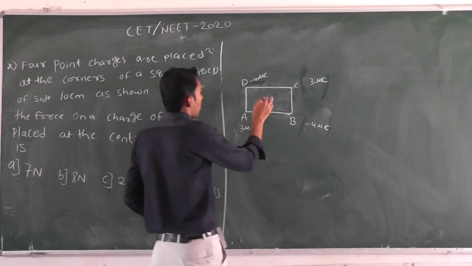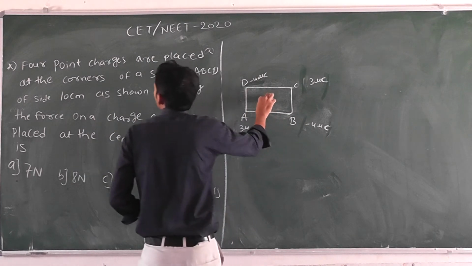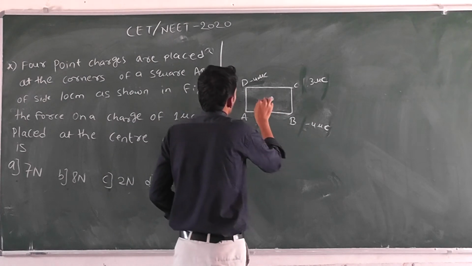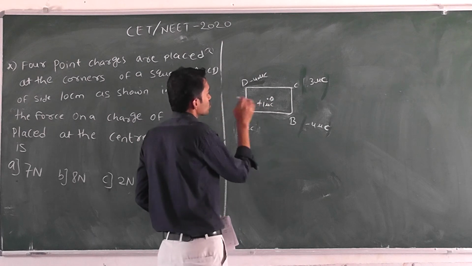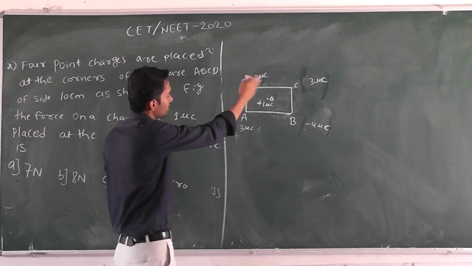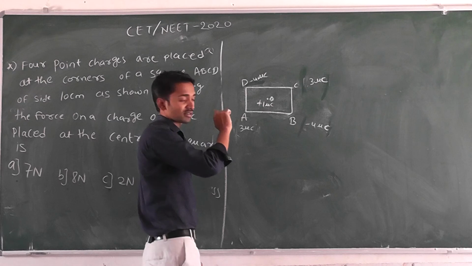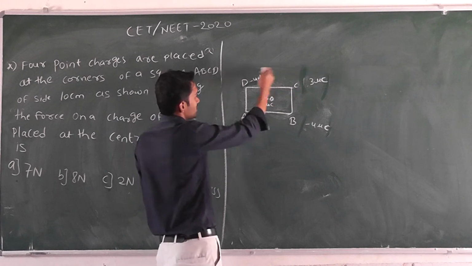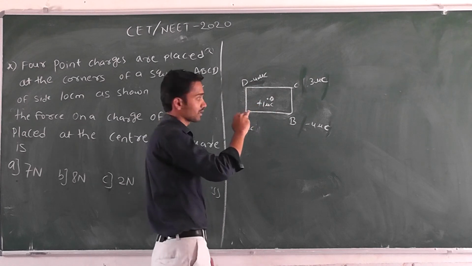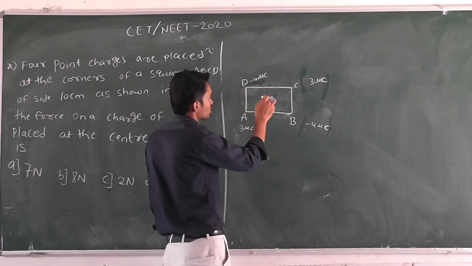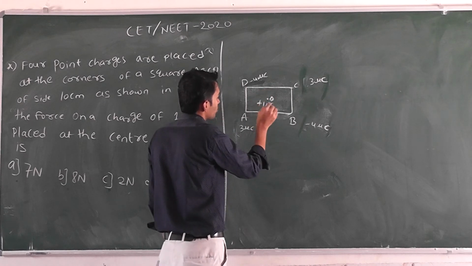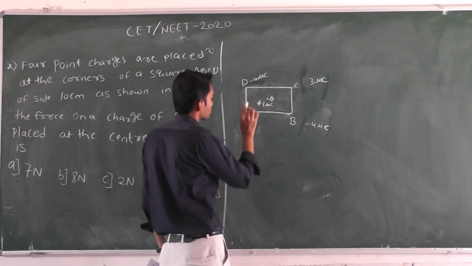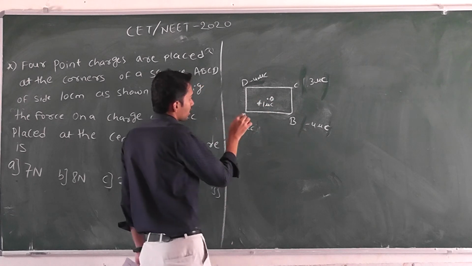And at the center of the square we have placed a charge. The center point we call O, and we have placed a charge of plus 1 microcoulomb there. So how much force do all these four charges apply to point O? The question is: how much force do these four charges apply to the plus 1 microcoulomb charge placed at the center?